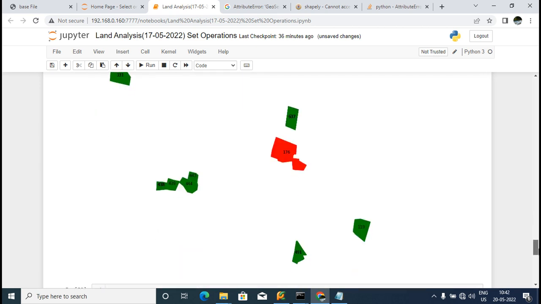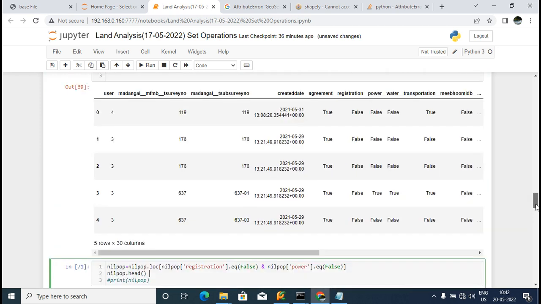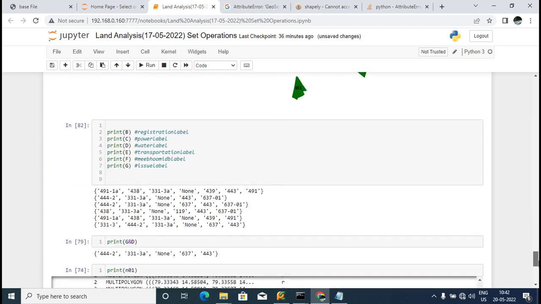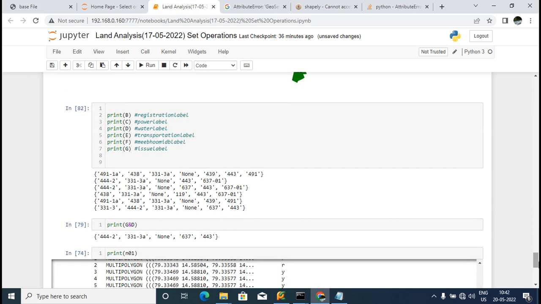Here is the data. I'm taking some scenarios, six cases: one, two, three, four, five, six. One is the live data of registered information. Second is power distribution data, where the land cover is registered for power-related distribution. Third is water cover. Water cover is supplied from a canal or bore wells.